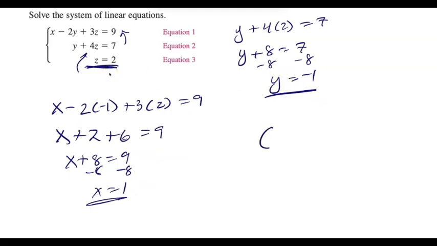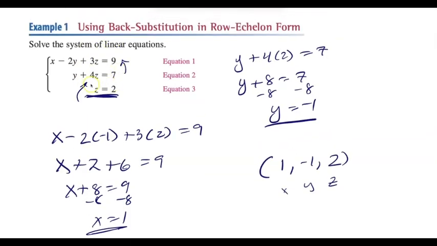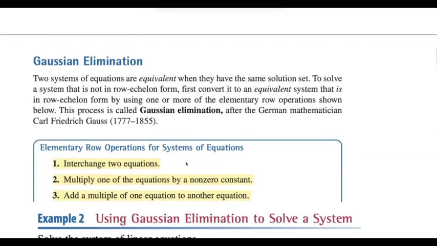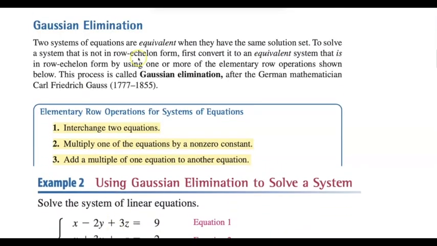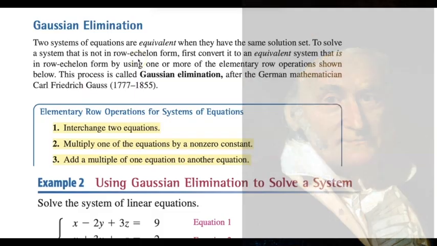We could write it in an ordered pair. It goes in alphabetical order. X, y, z. 1, negative 1, and 2. That's for x, y, z. That's how simple it is once you have it in row echelon form. But sadly, you rarely ever start that way. What we can do is we'll start this way, and we're going to use what's called Gaussian elimination to get it to the row echelon form.